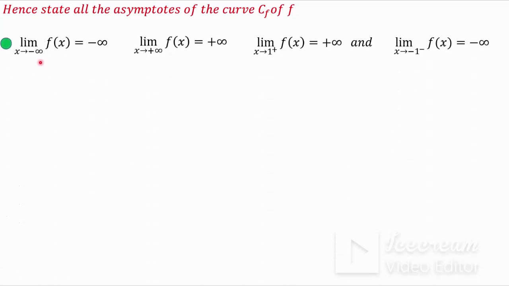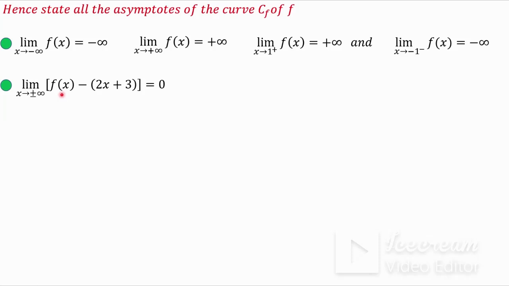We have been told to state all the asymptotes of the curve Cf of f. We know the limits at the bounds of the domain: the limit of f of x as x tends to negative infinity equals negative infinity, the limit of f of x as x tends to positive infinity equals positive infinity, the limit of f of x as x tends to 1 from above equals positive infinity, and the limit of f of x as x tends to negative 1 from below equals negative infinity. We also know that the limit as x tends to plus or minus infinity of f of x minus 2x plus 3 equals 0.